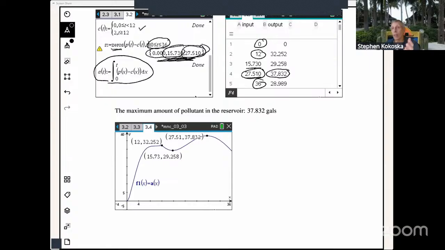Now, there are some other ways, of course, Curtis, that one could argue. One could argue that there is pollutant coming into this reservoir from 0 to 12, so I don't really have to worry about 0. So I could check right away at t equal 12, check at t equal 15.73 roughly, and 27.51. One might also make an argument that this function A is decreasing between 12 and 15, and therefore you wouldn't have to check 15.73. But I would still argue that the candidates test is the safest, best alternative and justification for solving these types of problems.